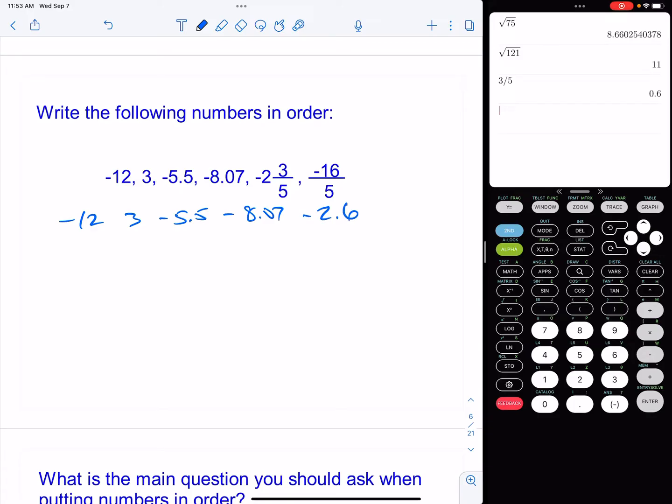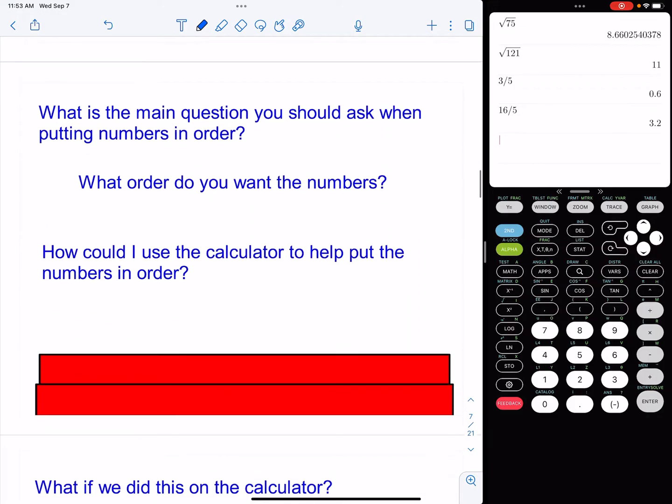Then I'm going to do the same thing with the other one. -16 divided by 5. We end up with 3.2. And since one of those numbers is negative, it's going to be -3.2. So write the following numbers in order. So what's the first thing that I need to ask? What order do you want, Mr. Nash? So that would be our first question.